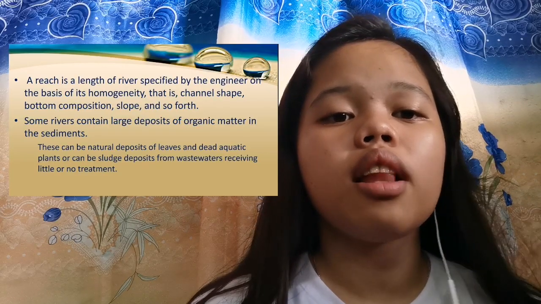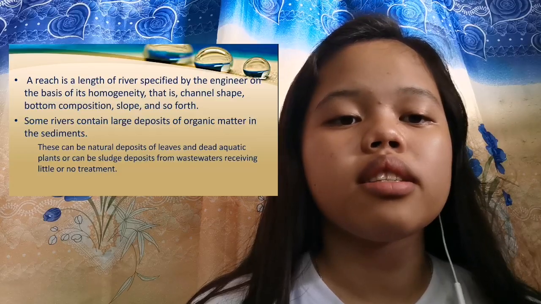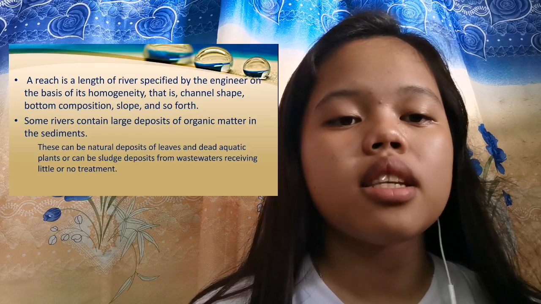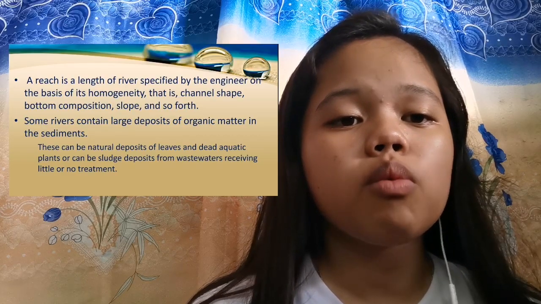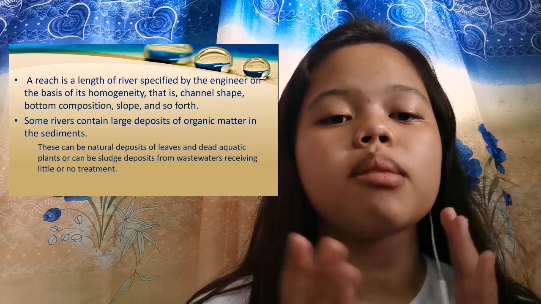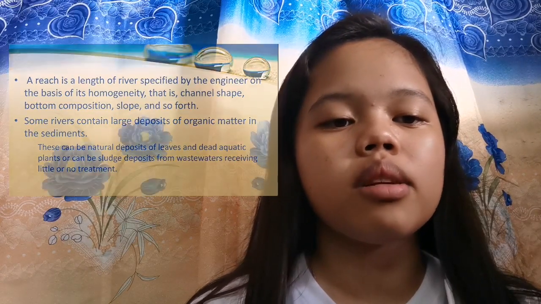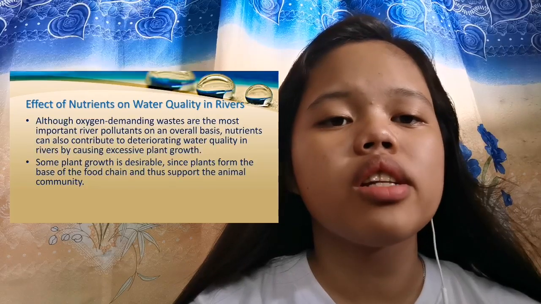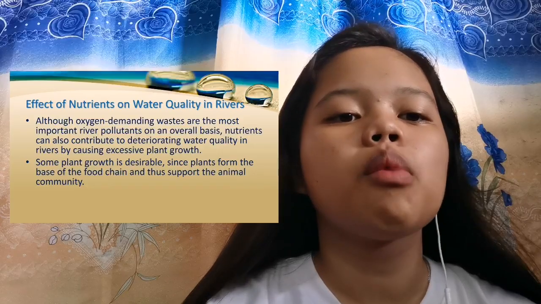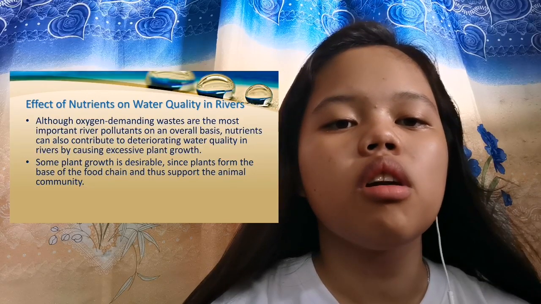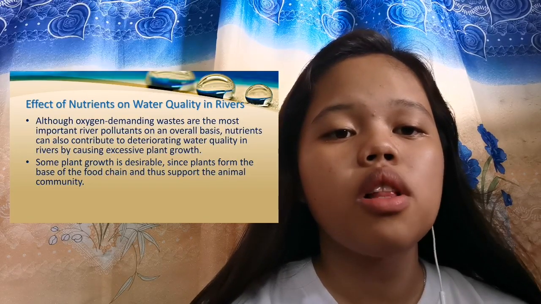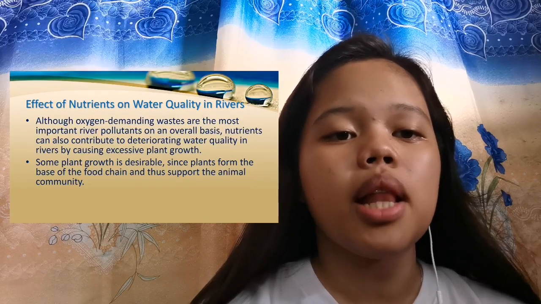Some rivers contain large deposits of organic matter in the sediments. These can be natural deposits of leaves and dead aquatic plants or can be sludge deposits from wastewaters receiving little or no treatment. Aquatic plants can also have a substantial effect on DO levels. Effect of nutrients on water quality in rivers. Although oxygen-demanding wastes are the most important river pollutants on an overall basis, nutrients can also contribute to deteriorating water quality in rivers by causing excessive plant growth.